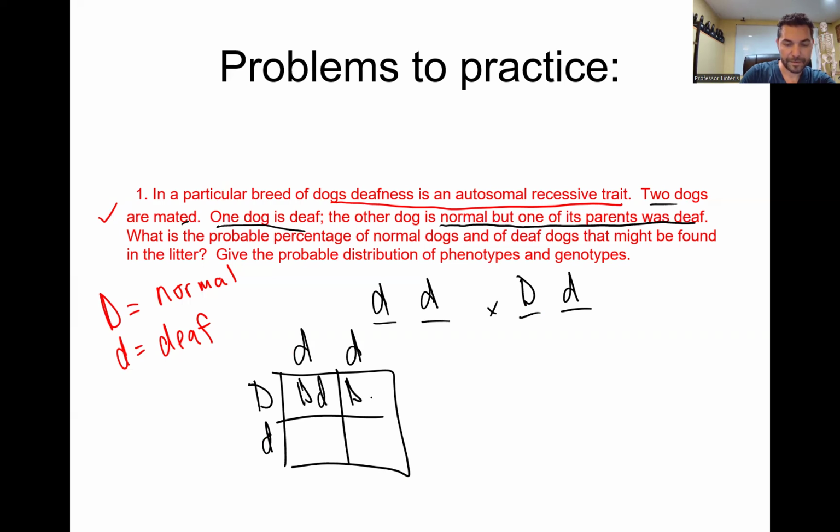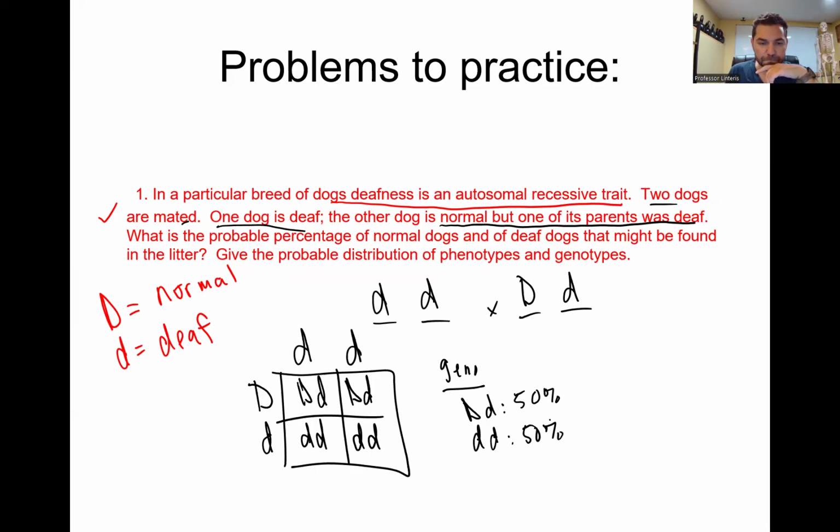Big D, little d, big D, little d, little d, little d, little d, little d. And this gives us genotypic, right? Big D, little d, 50%. Little d, little d, 50%. Phenotypic, we would have 50% normal, 50% deaf.